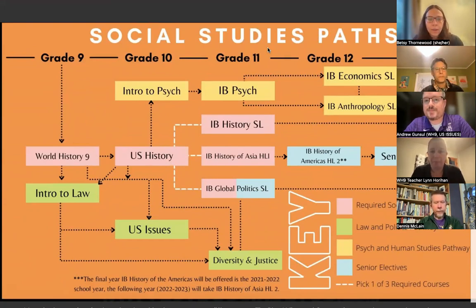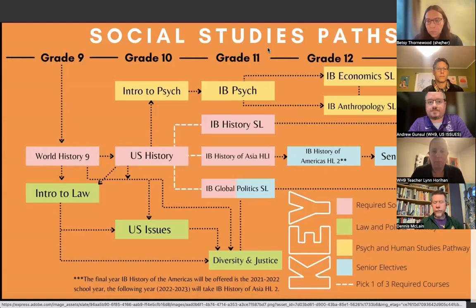We have a history of Asia pathway that has students really focus in on what's going on in Asia, both in a very historical sense and then on up into a more modern Asian sense. We've got a focus on US issues and diversity and justice, political activism. How do we get students engaged in being part of their own world? And then we've got more of a social sciences bent with our psychology, anthropology, and econ courses. So we've got a nice variety of things for students to engage in.